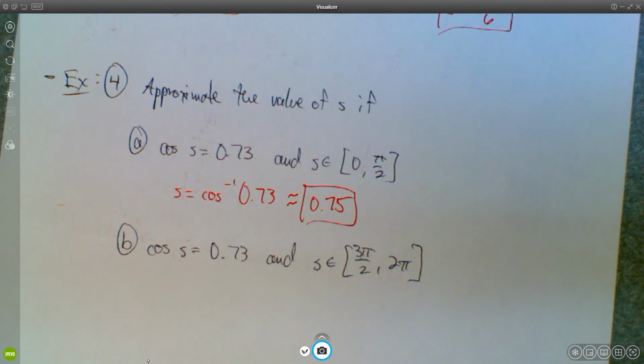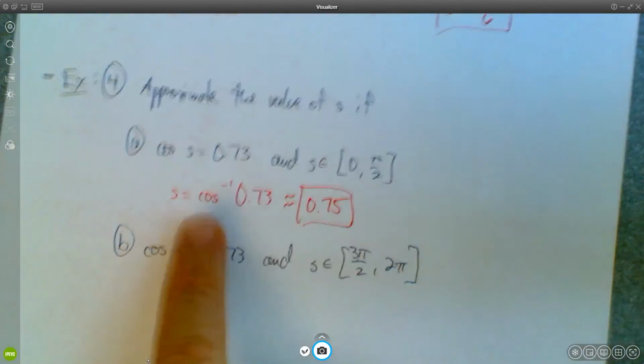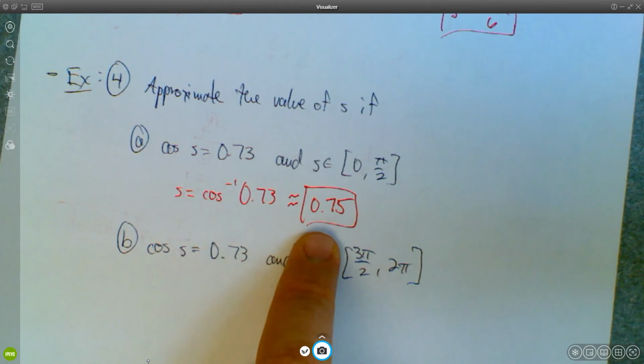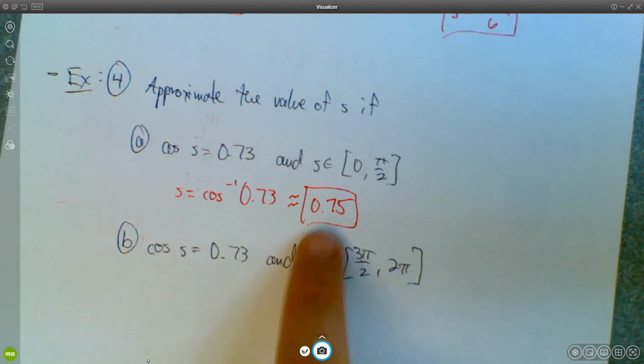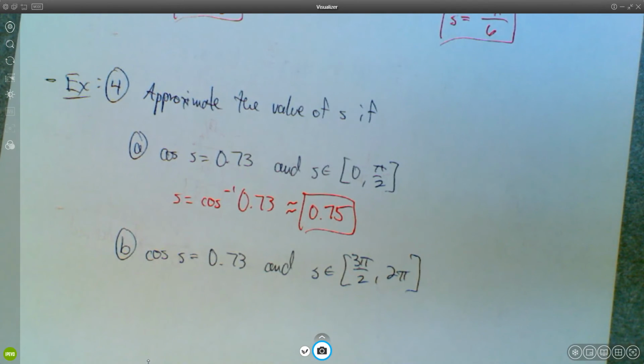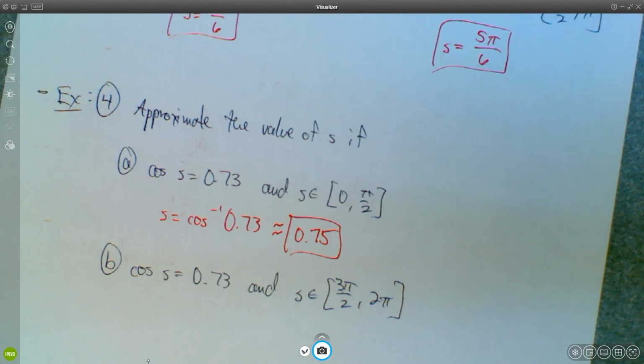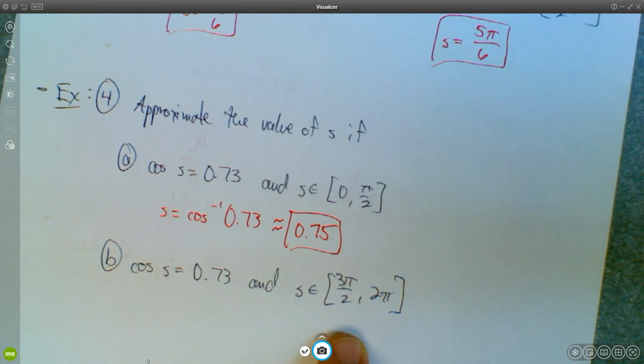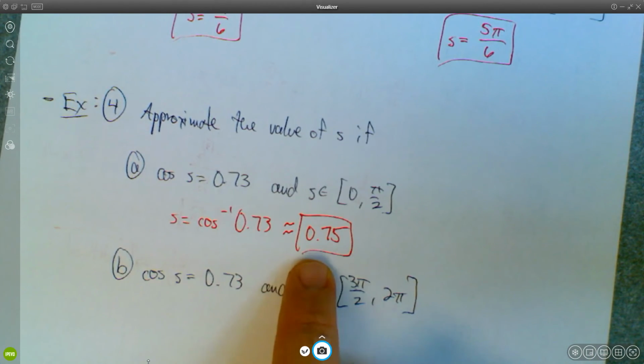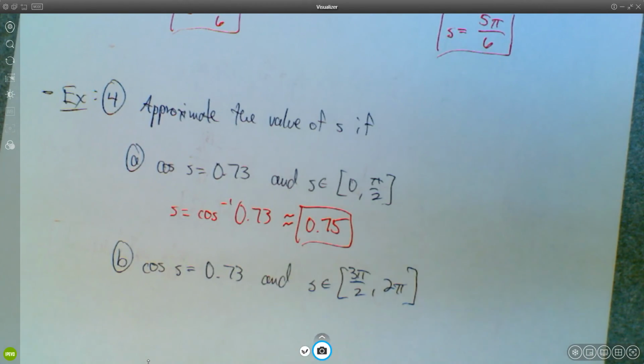Right? So now what? If we take cosine inverse, we're going to get 0.75, but that's no good because we need to be inside of this interval. 3 pi over 2 is about how much? 3 pi divided by 2 is about 4.7, and 2 pi is like 6.28, so we need to be between like 4.7 and 6.28. 0.75 is way too small. So this is where we use our knowledge of reference angles and our knowledge of how trig functions behave.